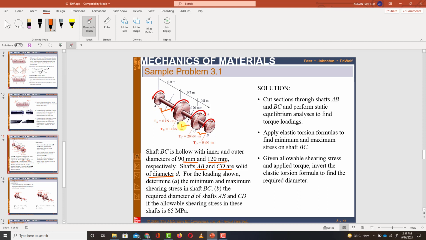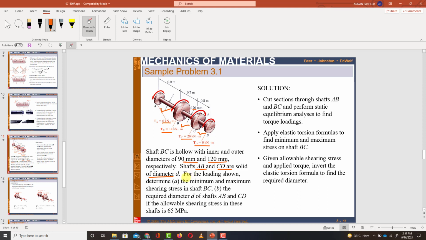The diameter of shaft BC is given, that is 120 millimeters, and the torque on this portion is given as 6 kilonewton. Similarly, torque at point B is given as 14 kilonewton, and C 26 and TD.